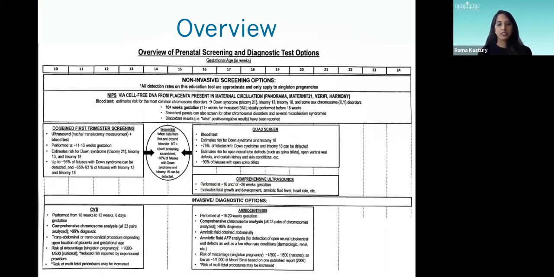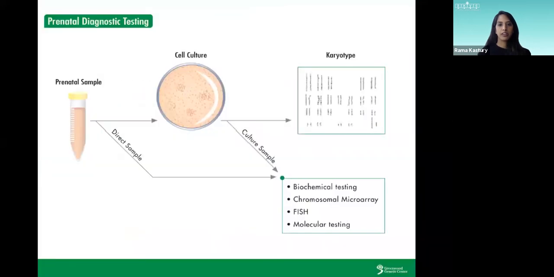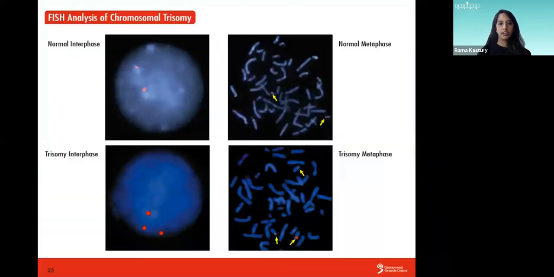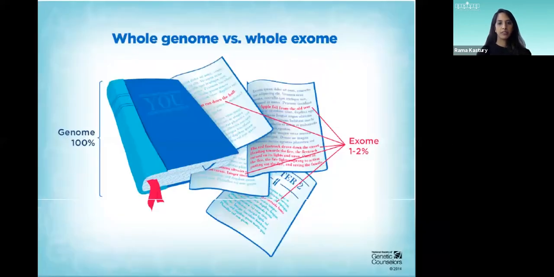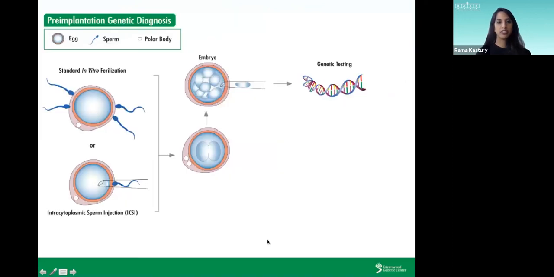So this is a nice little summary, similar to the colored one that I showed up here. And I can provide this in handouts. This just summarizes the combined first trimester screen, the quad screen, CVS, and amniocentesis.